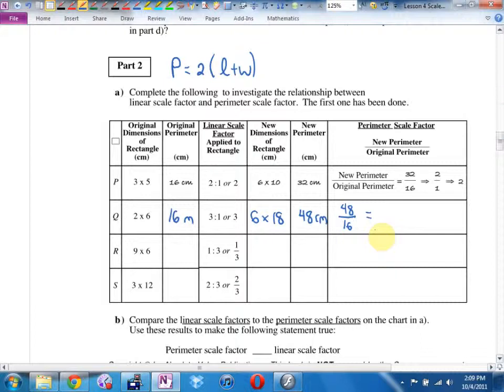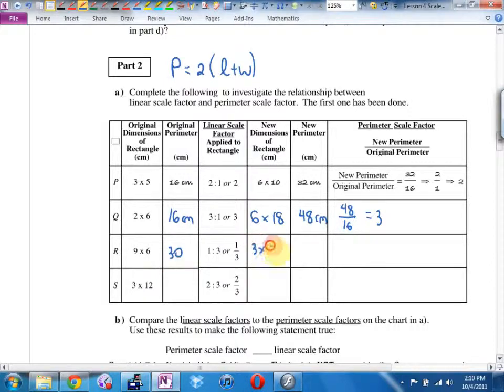What if we had a 9 by 6 rectangle? What's the perimeter? What's 9 plus 6? 15 times 2? 30. If we have a 1 to 3 or a 1/3 reduction, instead of 9 by 6, if I reduce these by a factor of 1/3, in other words, if I divide them by 3, I'm going to have 3 by 2. Yes?